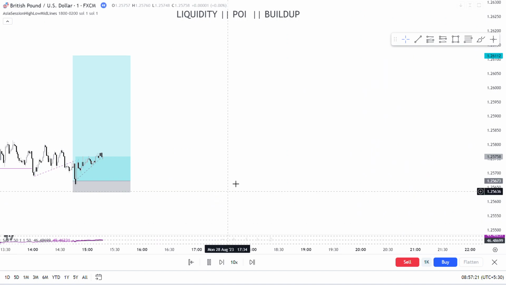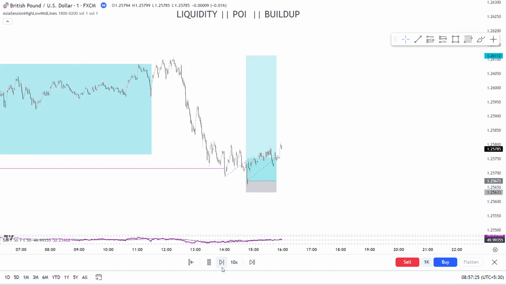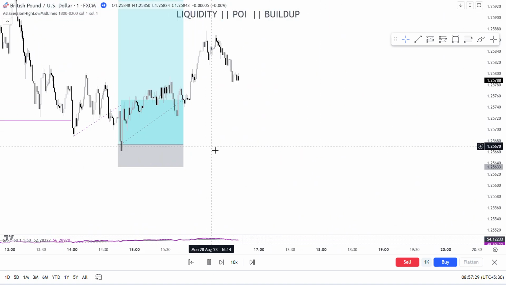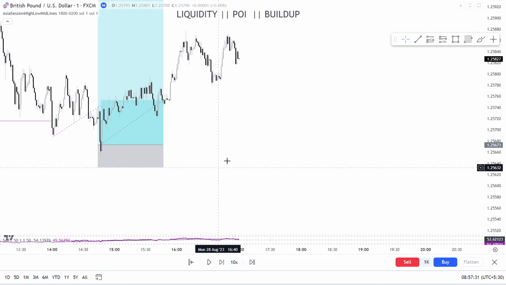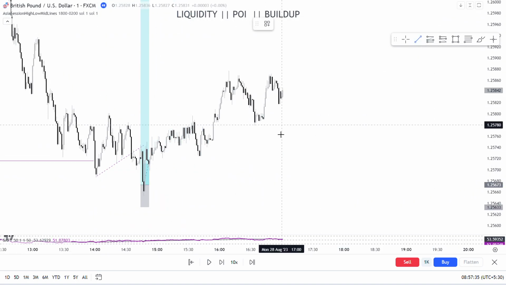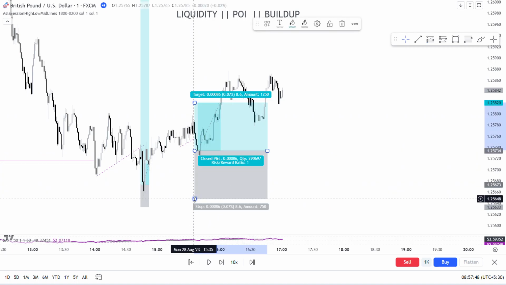See, let's play the price again. You can use scale in here. Scale. This is the liquidity that was taken out. Retailers' build-up got taken out. Sweep, engulfing. You can scale it here like this.